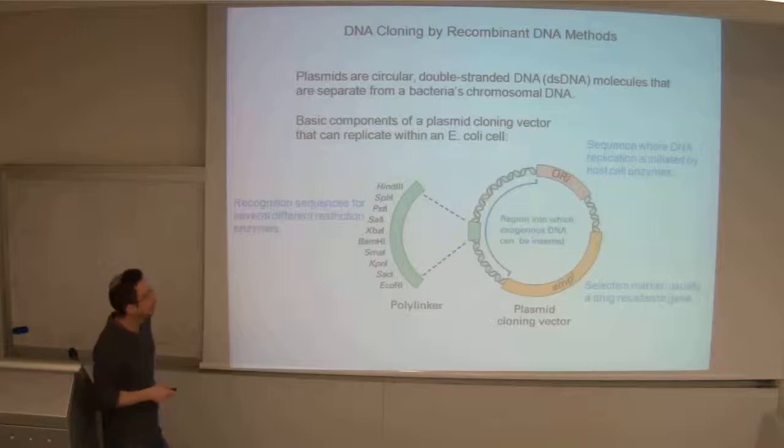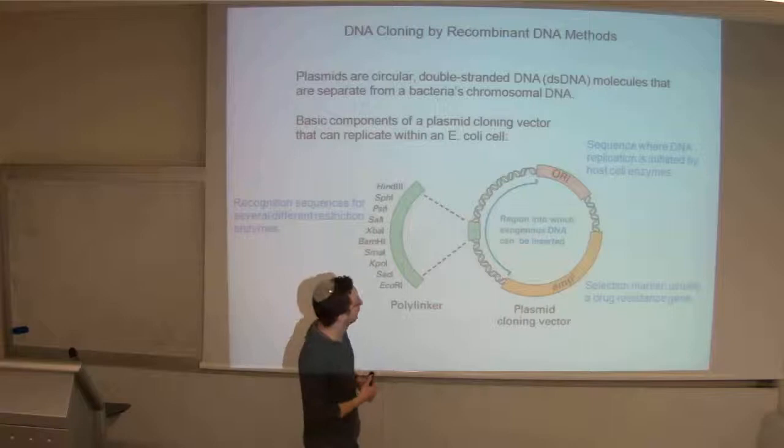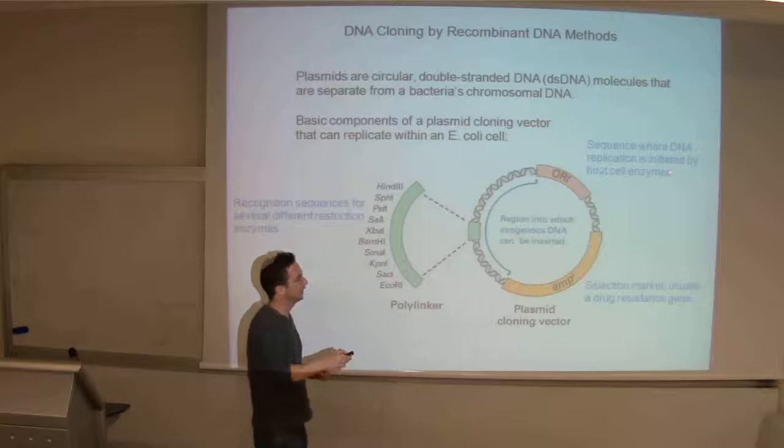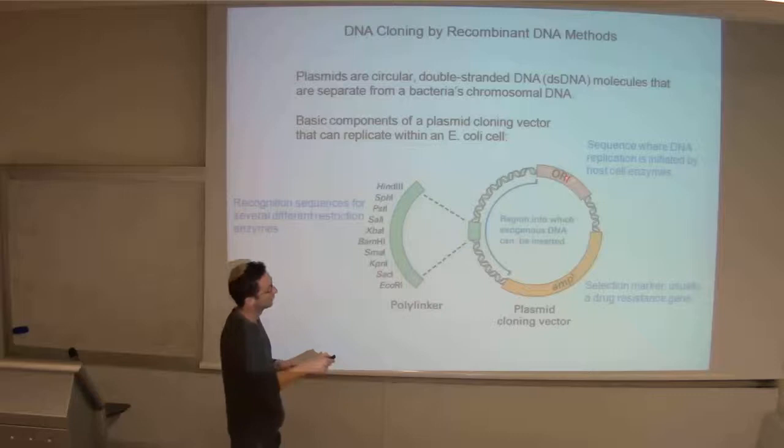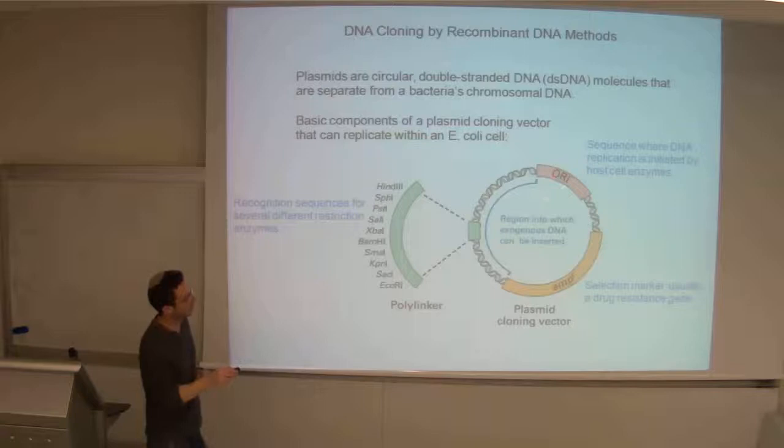But the principal regions that each plasmid will have are the following three. First of all, they will have a sequence where the DNA replication is initiated by the host cell enzymes. A plasmid is a parasite in the sense that it cannot replicate itself, and it enslaves the replication machinery of the host cell. So this is where the machinery of the host cell will start to replicate. The plasmid has to have a sequence that is effectively bound by this machinery.